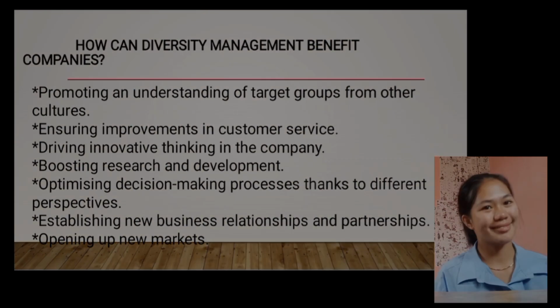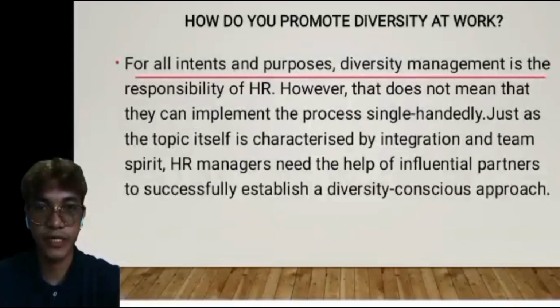new markets. Hello everyone, my name is Bert Rosadeño, a BSBA Human Resource Management student. So my topic is how do you promote diversity at work?